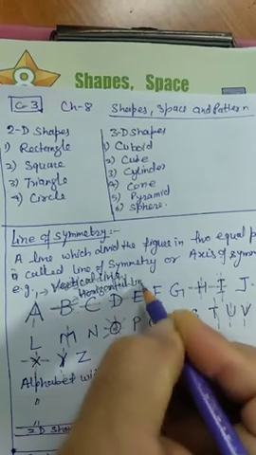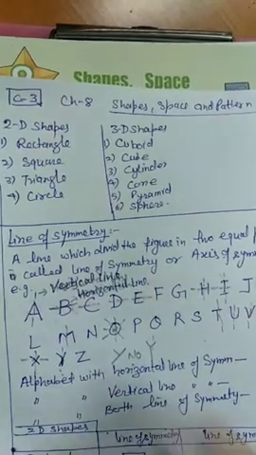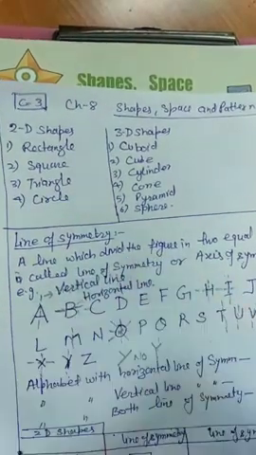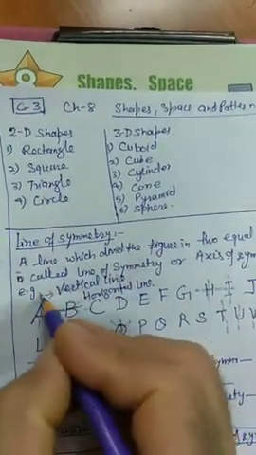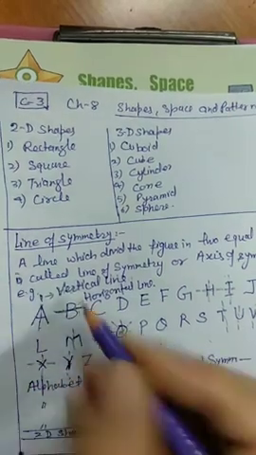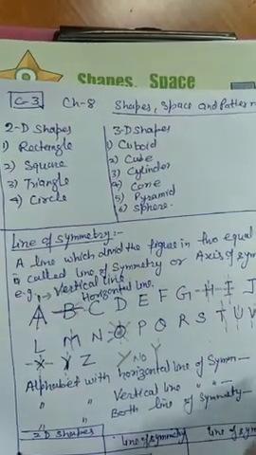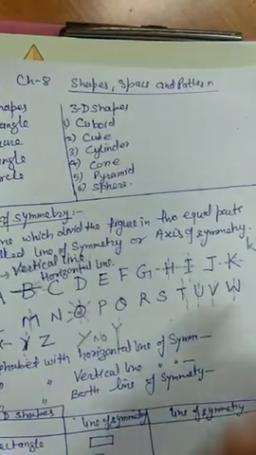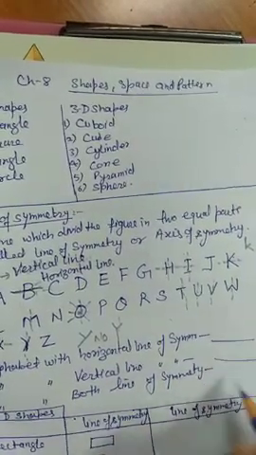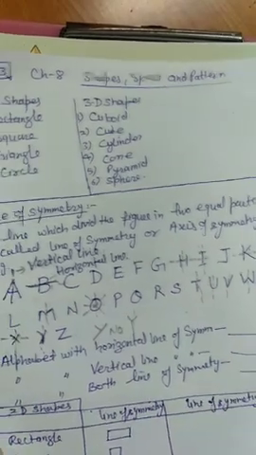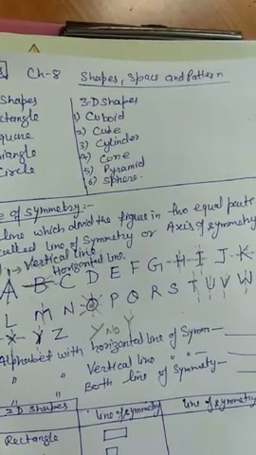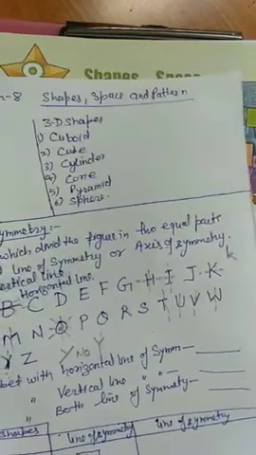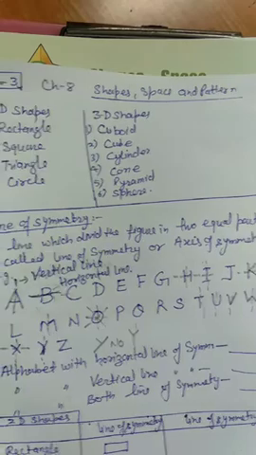Make a correction, children. Vertical line is the standing line and horizontal line is the sleeping line. So A has vertical and B has horizontal. You can fill here all the alphabets with horizontal lines. You write here all, and here vertical line, and here both the lines. Both the lines you have like H, I, X. So you can do like this. This is line of symmetry for English alphabet.